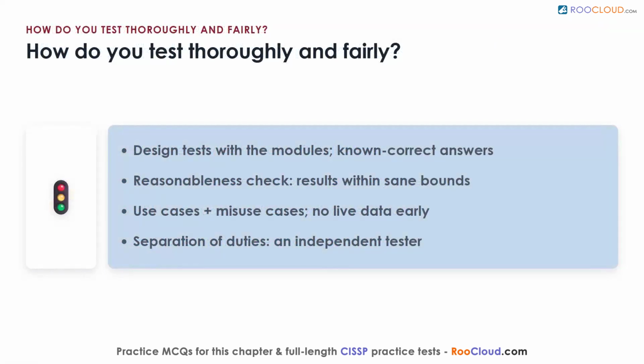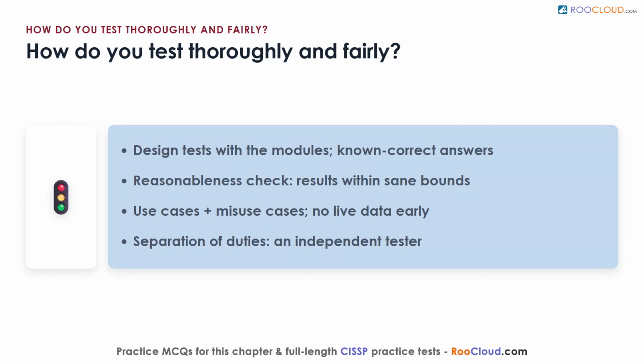How do you test software thoroughly and fairly? Test everything before it ships, because testing is central to finding and mitigating risk. Design your tests as you design the modules, building datasets that exercise every path with known correct answers ready. Run a reasonableness check to confirm results fall within sensible bounds. So a routine that reports a human weighing 600 pounds fails immediately.